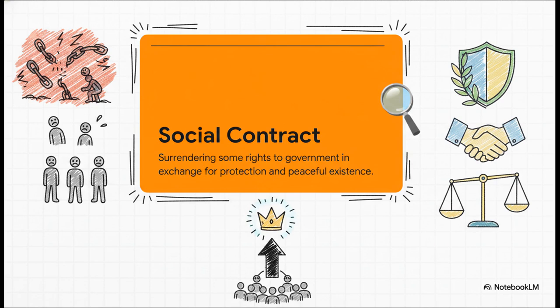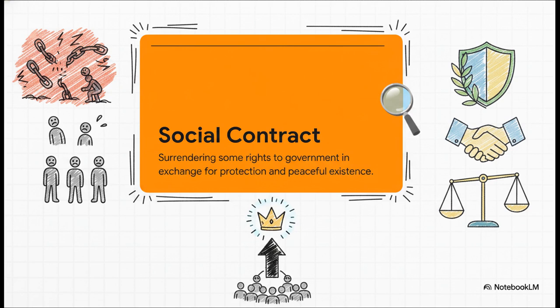Locke argued that without a governmental body, states naturally devolve into violence, rooted entirely in fear and a total lack of confidence in one's own protection. So people make a mutual agreement. They willingly surrender just a few of their rights to a government, and in exchange, they receive the protection and peaceful social existence that the law provides.